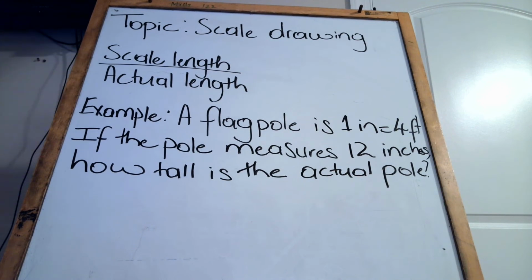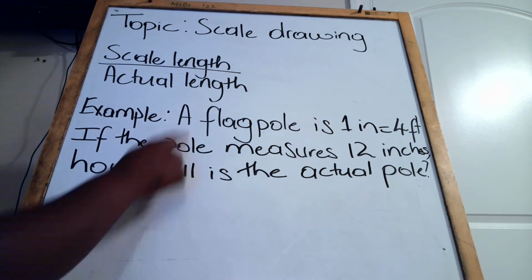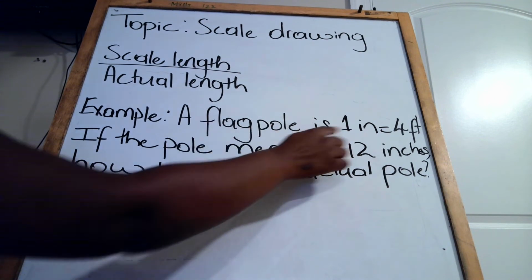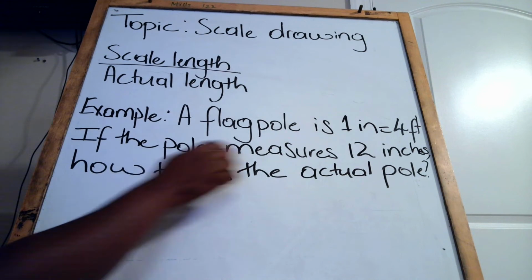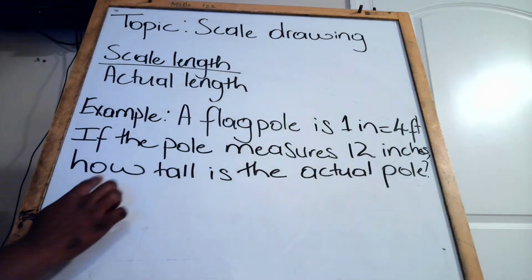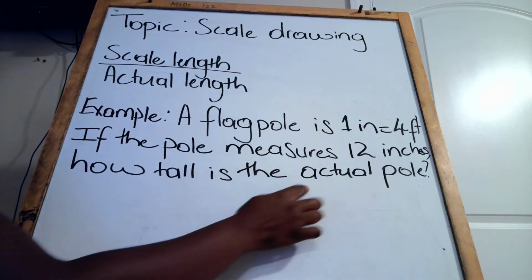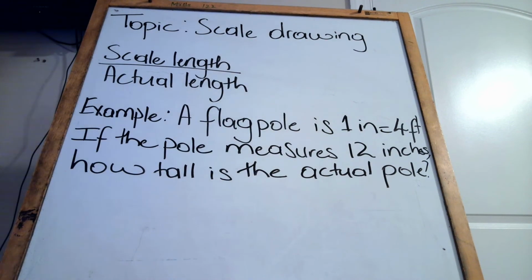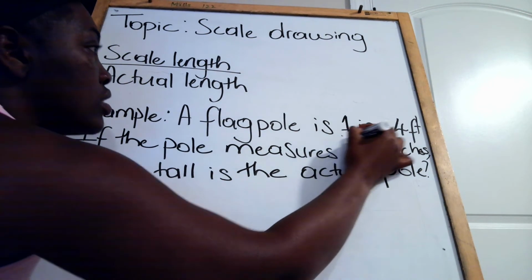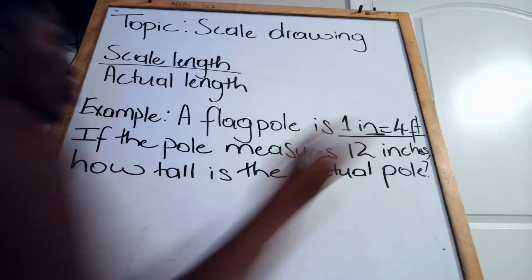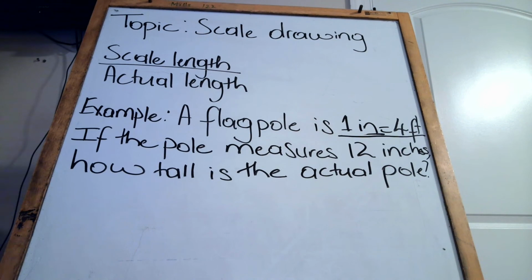Here I have an example. It says a flagpole is 1 inch equal 4 feet. If the pole measures 12 inches, how tall is the actual pole? Let's identify some key things in this question. It says 1 inch is equal to 4 feet. What is this saying to us?